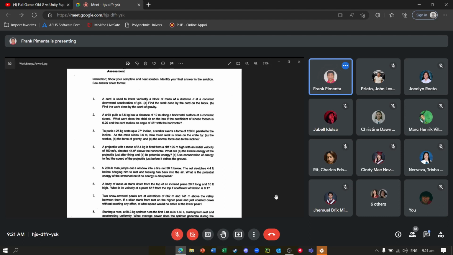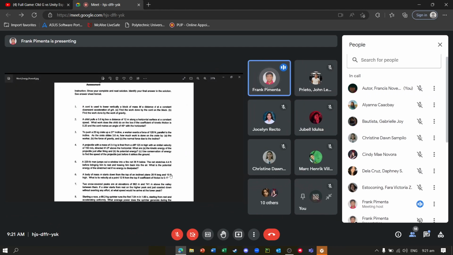Hanggang mahulog siya doon sa ground below the top of the cliff. So kailangan makuha yung maximum height from the cliff tapos sa plus the ground. Okay. So to get the maximum height, merong formula doon sa velocity and acceleration lesson about projectile. Okay. Yun ang magiging figure ninyo.